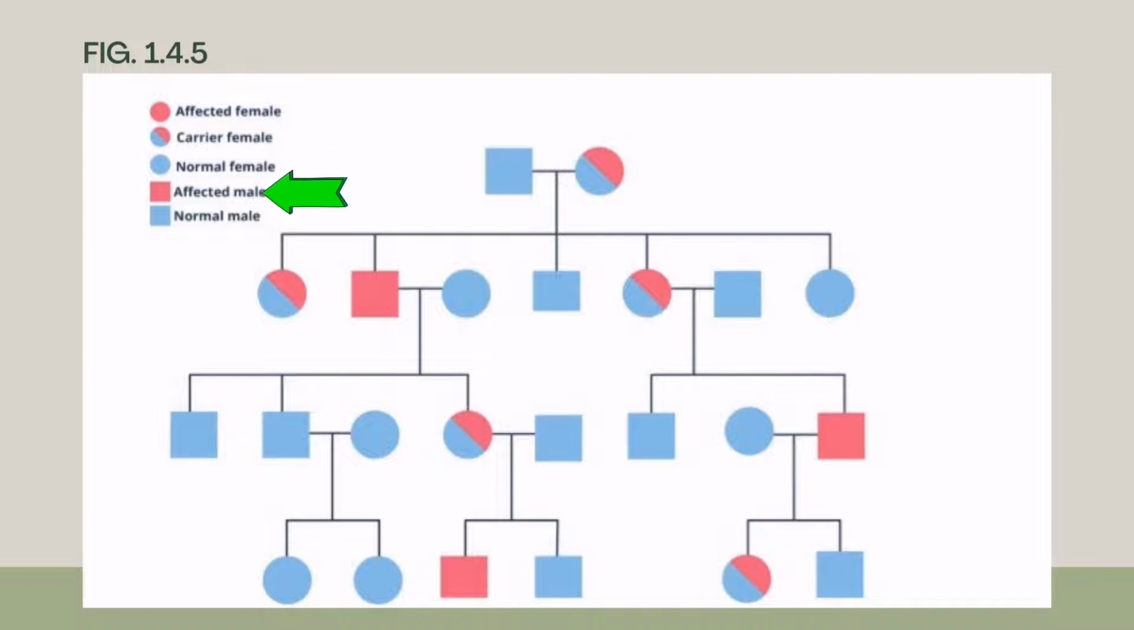Next, a square fully shaded in red means it's an affected male. Next, you will see a square fully shaded blue. It means it is a normal male.